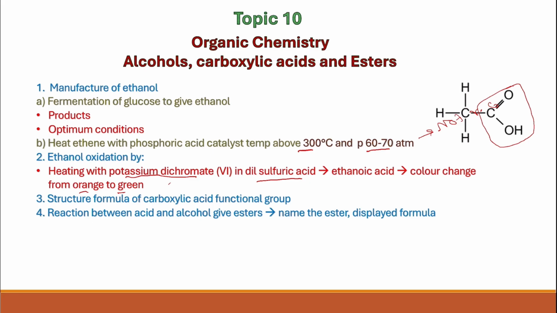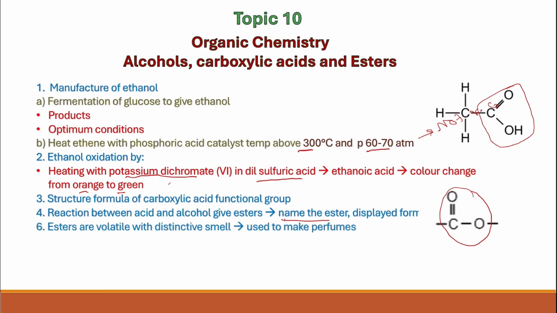So for the esters, they will tend to ask you to name the ester and show the displayed formula for the ester and circle the functional group. So remember, this is the functional group for the ester. And when you name the ester, you name the part that comes from the alcohol first, and then you name the part that comes from the carboxylic acid. So if you use propanoic acid with methanol, it's going to be methyl propanoate.